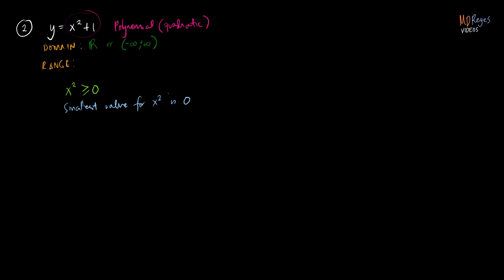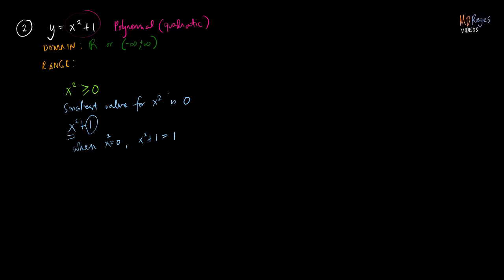But then the expression on the right side of the function is x squared plus 1. So if the smallest possible value for x squared is 0, but you have to add 1 on that number, so 0 plus 1 is 1. So whenever x is equal to 0, or x squared is equal to 0, then x squared plus 1 is equal to 1.